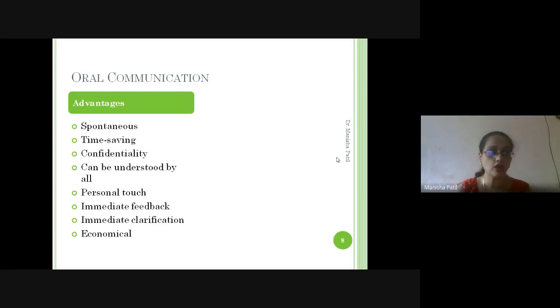It is also economical. You don't require material for oral communication. For writing, you require paper, pen or pencil. Then if you have to post it, then you have to pay postal charges. In case of oral communication, you don't require all these charges. So these are the advantages of oral communication. Please note down.